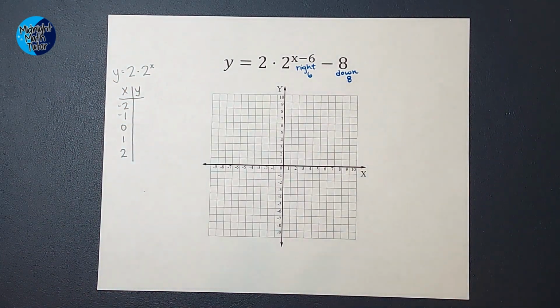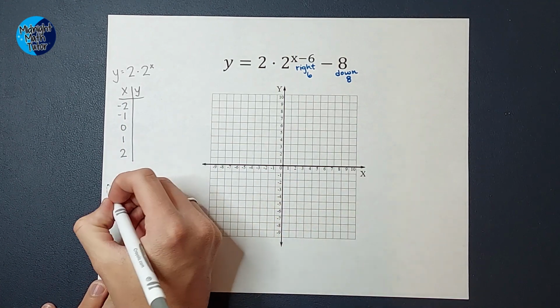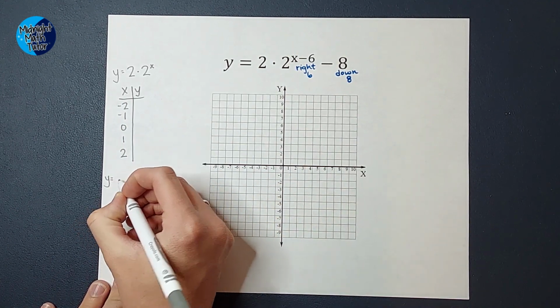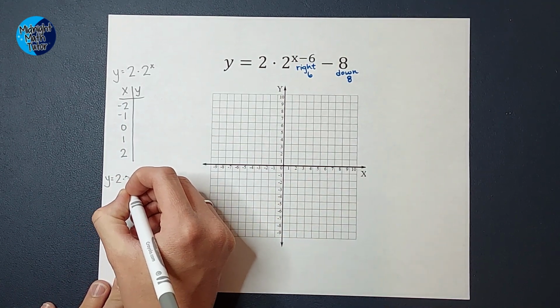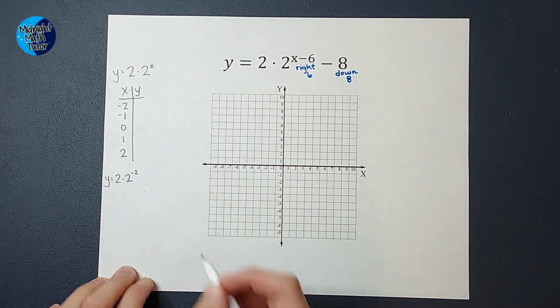Now I am going to plug in these for the exponent pretty quickly. If you need an exponent review, if you find I'm going a bit too fast, I'll link a video in the corner for you, okay? But here we go. First, we're going to plug in -2. So when I plug that in, I'm going to get y equals 2 times 2 to the power of x, which we are plugging in -2, okay?